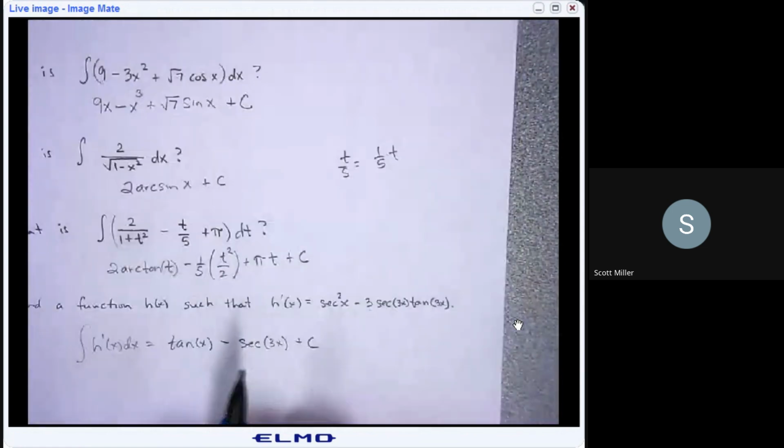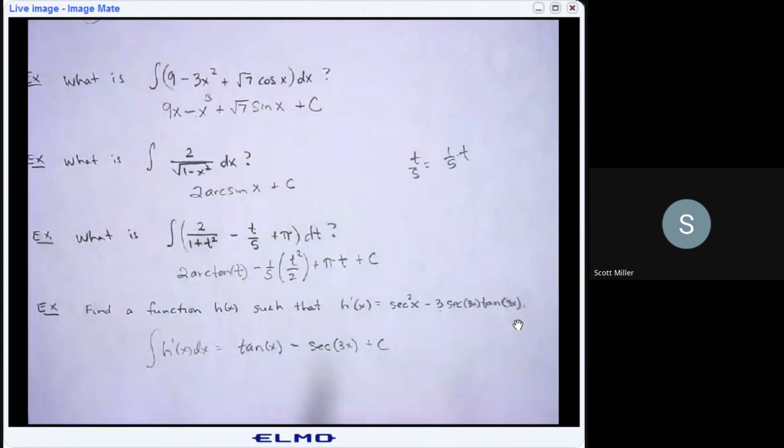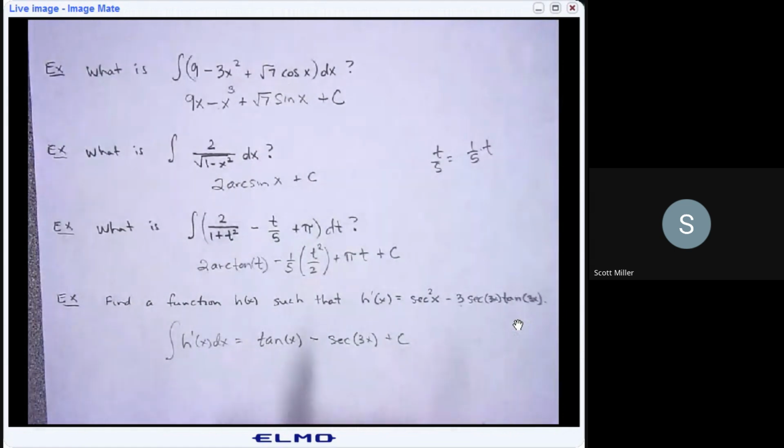So we'll practice more of these together. And it's all about memorizing those rules. So the sooner you get that done, the better. And we'll do more problems in class.